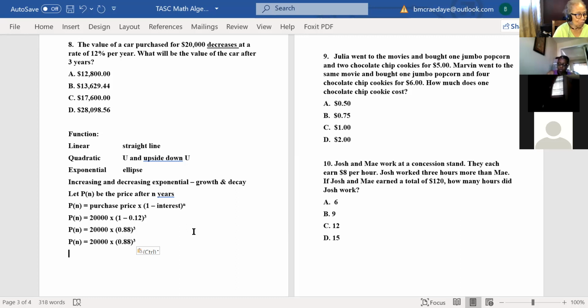Then you multiply it by 20,000. What do you get when you multiply? Let me just put 0.88 to the third power. What do you get right here, Vanessa? What do you get for 0.88 to the third power?